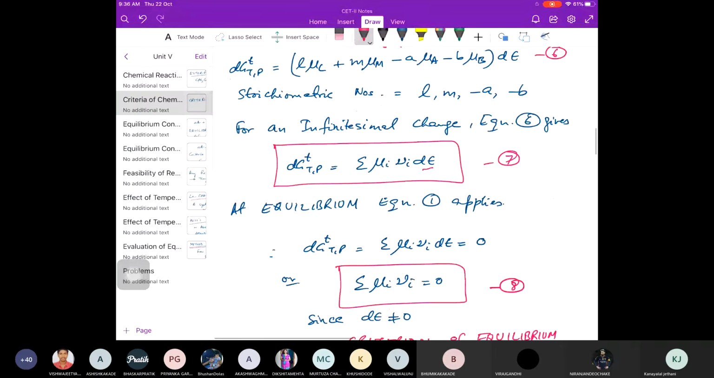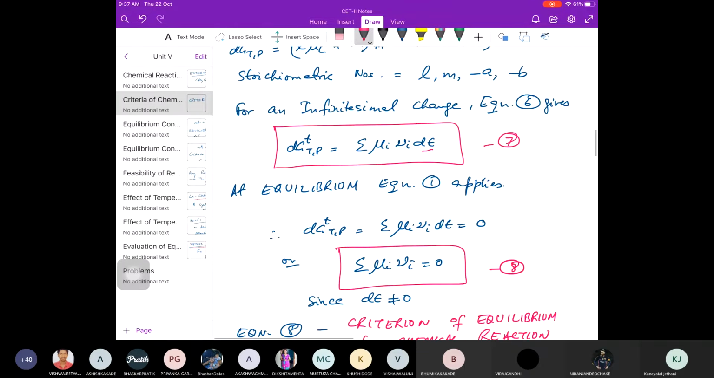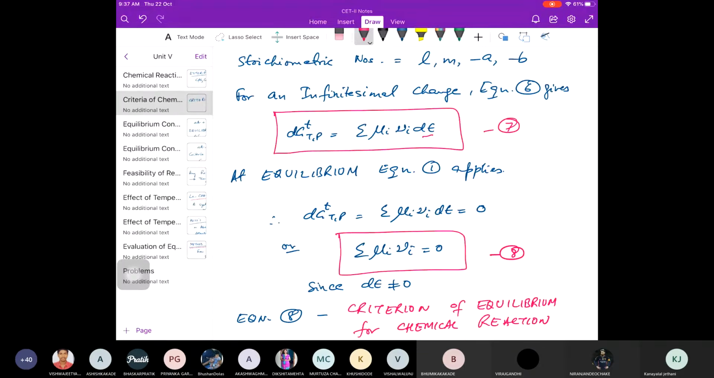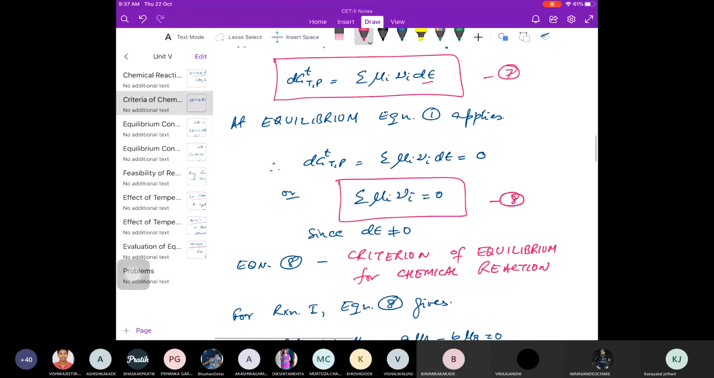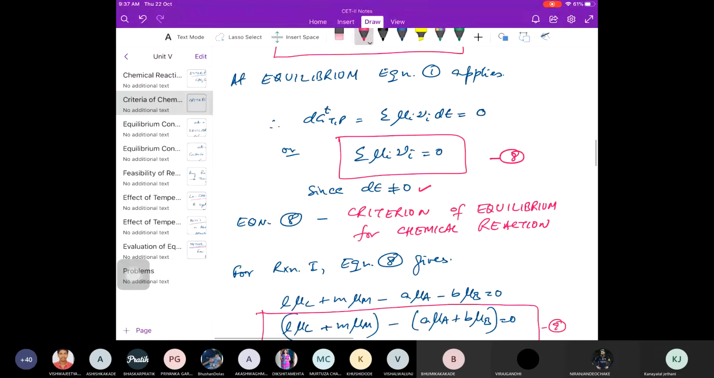Okay. So at equilibrium, we know that equation 1 applies, right? Which is dG at constant temperature and pressure is equal to 0. So the summation of mu I into d epsilon has to be equal to 0. Or we can say that the summation of mu I into nu I is equal to 0, because d epsilon will not be 0, right? Extent of reaction has to be there if the reaction is taking place, right? So d epsilon is 0 only at the start of the reaction. As the reaction proceeds, d epsilon will have a value.